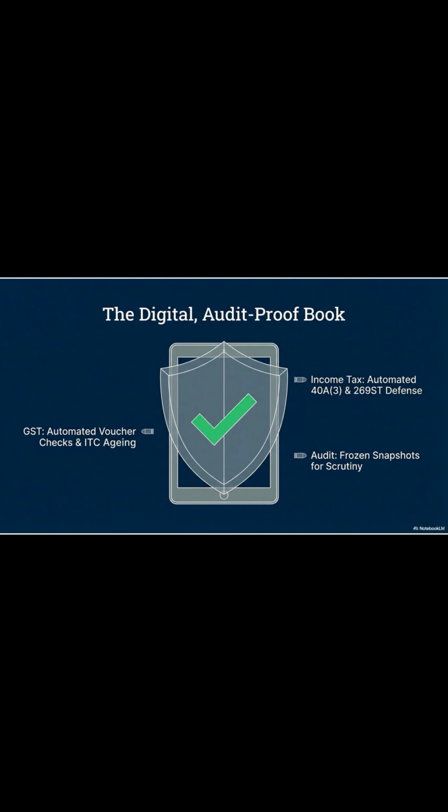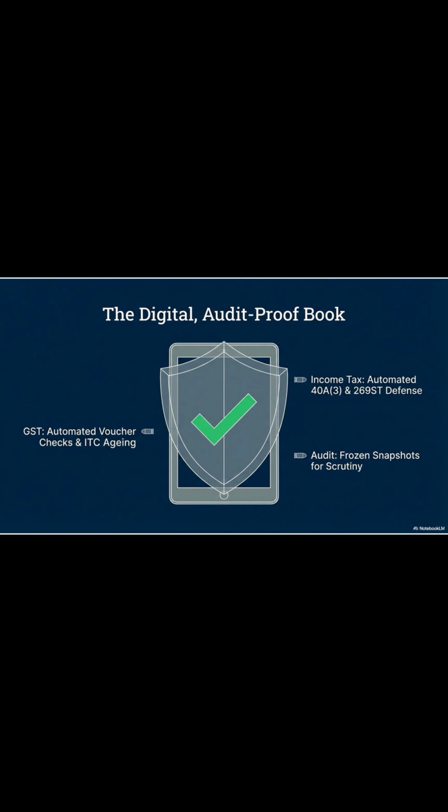It's interesting because we usually think of technology as a tool for making things faster. Yeah. But here, technology is actually making things safer. Safer and much more transparent. Ultimately, it's about sleep. The ability to sleep at night. Knowing that if a scrutiny notice arrives tomorrow morning, you aren't scrambling around your office. You have the frozen truth ready to go on day one. That is a massively powerful benefit.